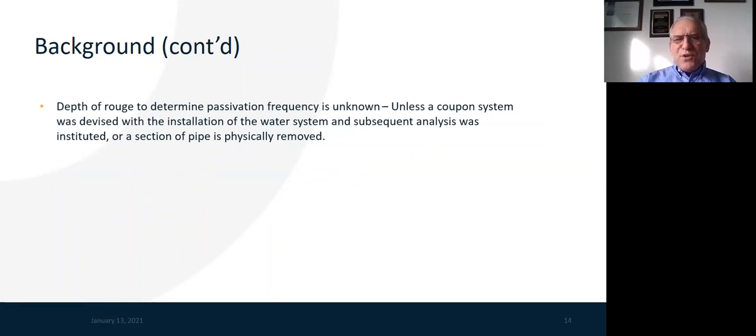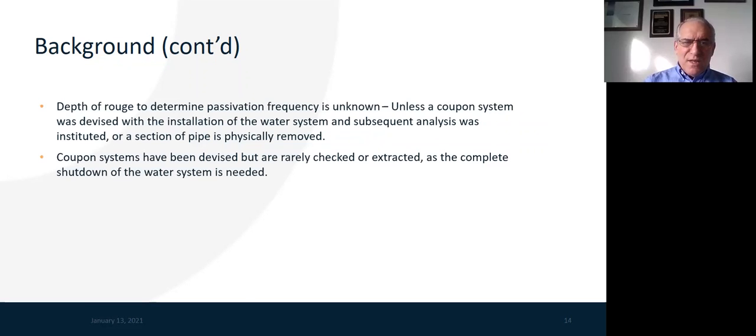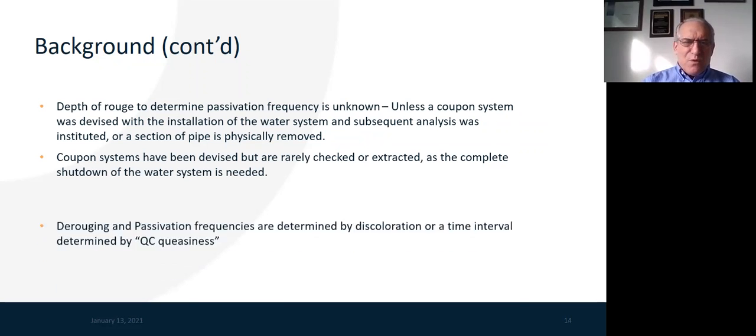Since the determination for passivation frequency and the depth of rouge is unknown, there were previous attempts using coupon systems to determine rouge frequency. Those coupons would subsequently be removed and sent to a laboratory to see how much the rouge depth actually was. Unfortunately, you had to shut down the water system in order to extract these coupons. And basically, when they went to the laboratory and came back with a number, everyone kind of said, okay, what do we do now? So the coupon systems were given up.